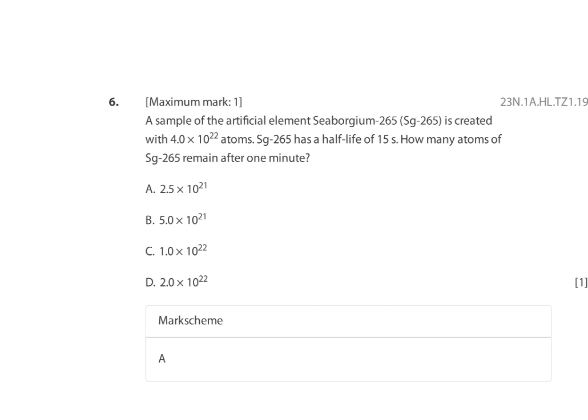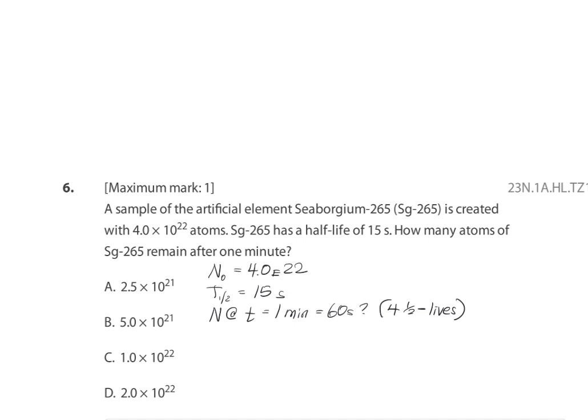Number 6. A sample of the artificial element seaborgium-265 is created with 4 times 10 to the 22 atoms. Seaborgium-265 has a half-life of 15 seconds. How many atoms of seaborgium-265 remain after a minute? So our starting count is 4 times 10 to the 22. Half-life is 15 seconds, so the count after a minute, which is 60 seconds, is 4 half-lives.